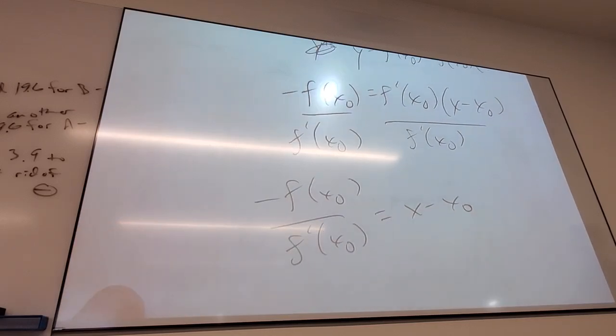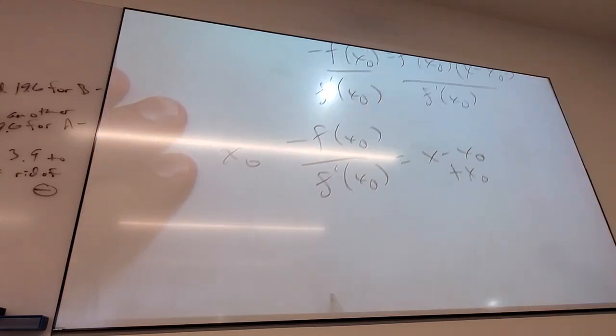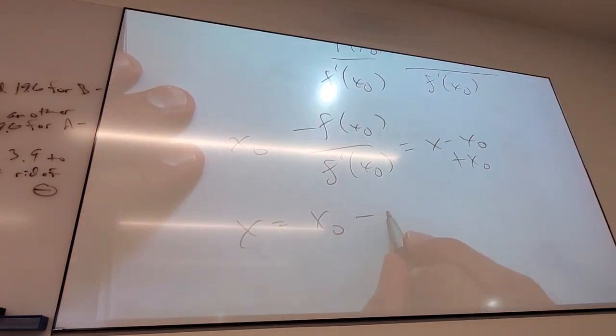Why is that good? What do I do now to get x by itself? How do I get x by itself? Add x0, yeah. So I get x equals x0 minus f of x0 over f prime of x0.